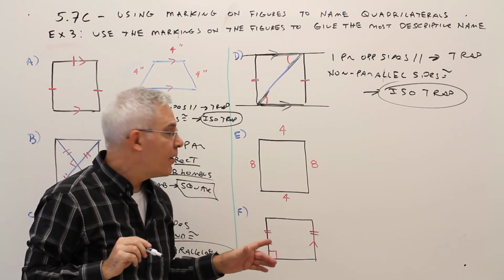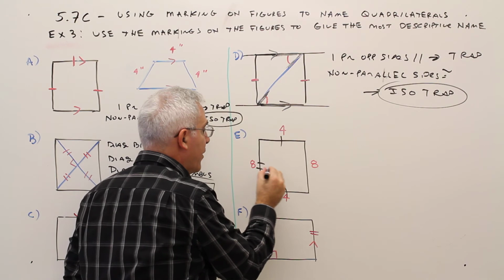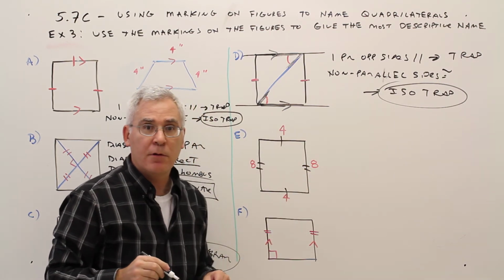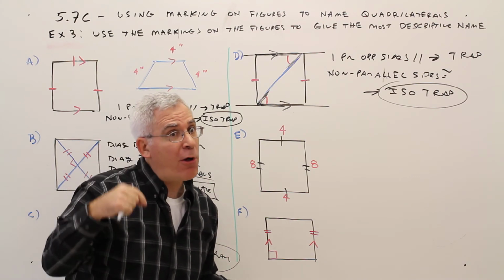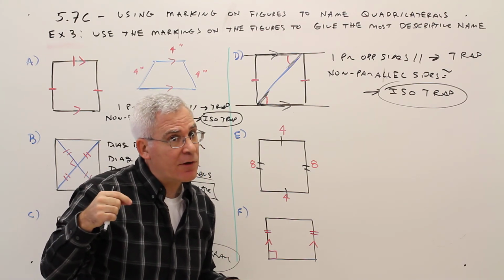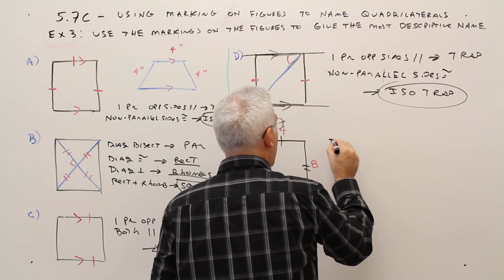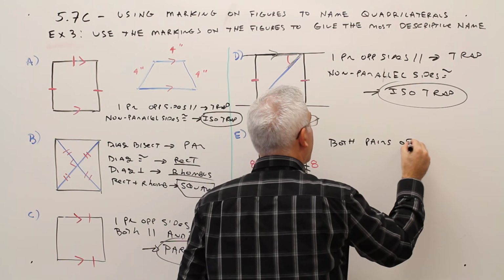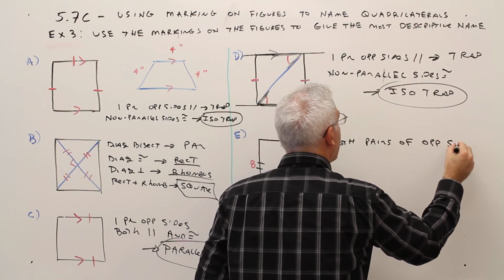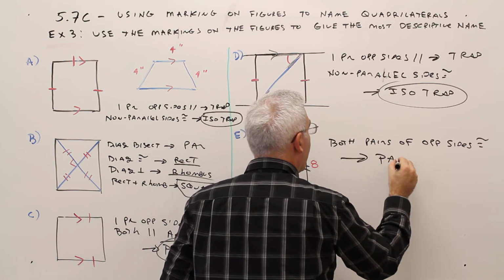All right, over here, they just gave me numbers. You're congruent to you, and you're congruent to you. So I've got a quadrilateral with both pairs of opposite sides congruent. Again, that's enough to be a parallelogram. Both pairs of opposite sides congruent gets me to be a parallelogram.